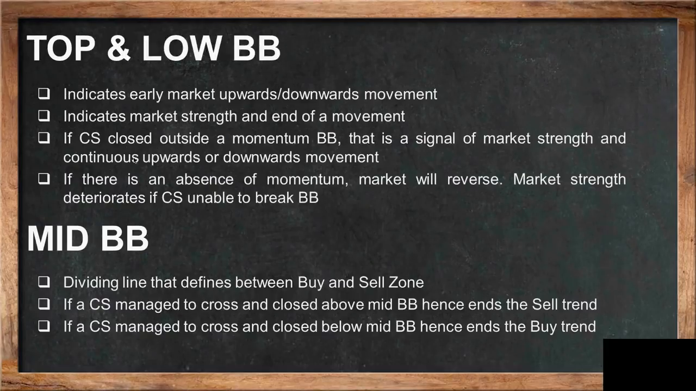I'm not going to go into this. It's straightforward: it's the top and low BB. If the market is at the low BB, it indicates the market going upwards or downwards. It also tells you that if there's candlestick momentum, there's strength in the market. I'll be talking about this in the next few slides.